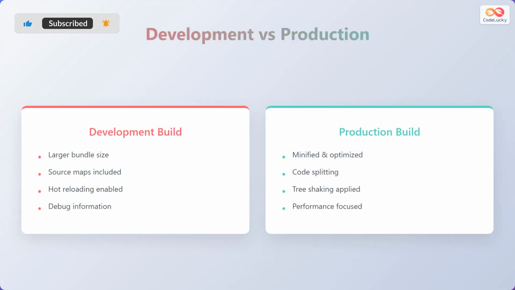Let's compare a development build with a production build. A development build typically has a larger bundle size, includes source maps, enables hot reloading, and contains debug information. On the other hand, a production build is minified and optimized, uses code splitting, applies tree shaking, and is performance-focused.